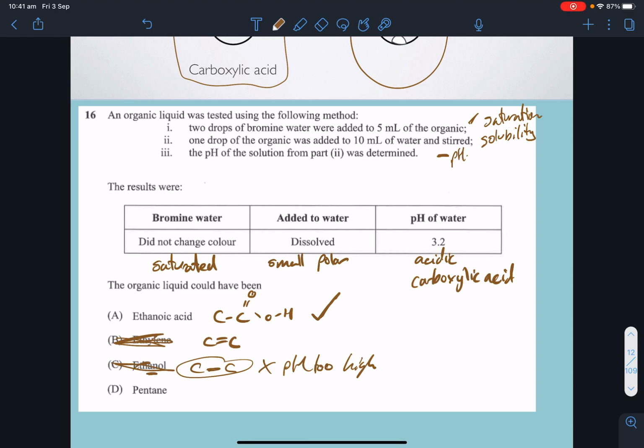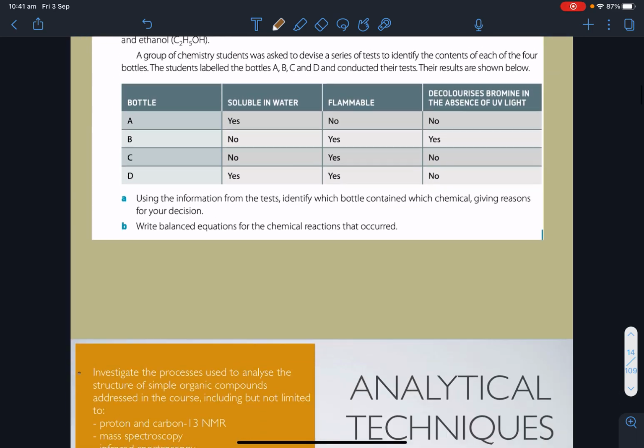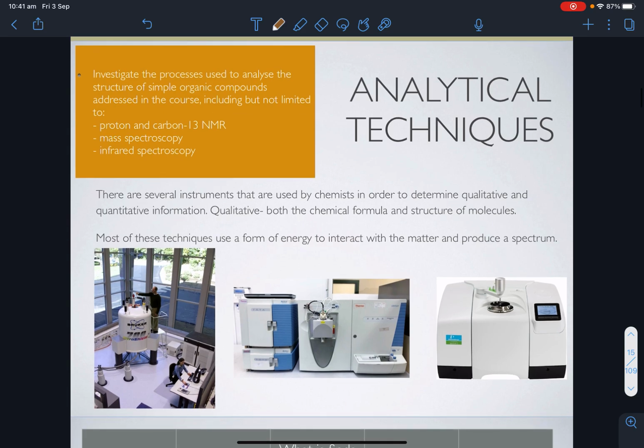Pentane, again, is saturated, but pentane won't dissolve in water because it's not polar enough, and its pH is no. We've got ethanoic acid there because it's a saturated, small, polar molecule, and it's an acid as well, because look at the pH. All right, there are some questions from the textbook, and I'll see you next video.